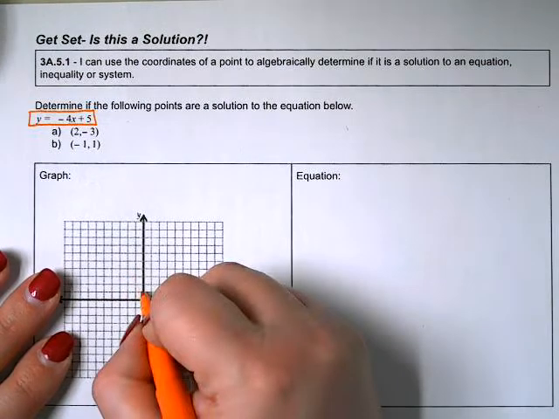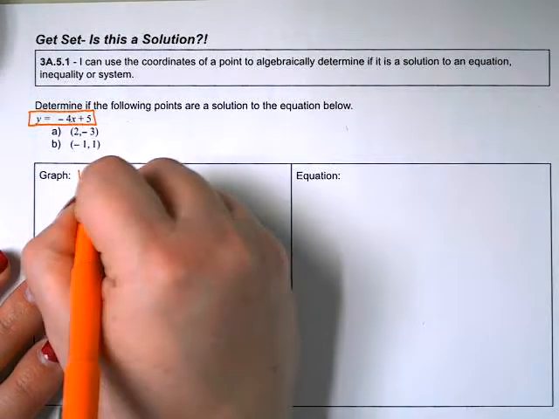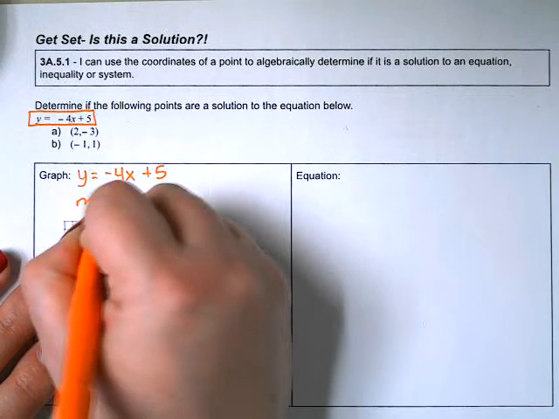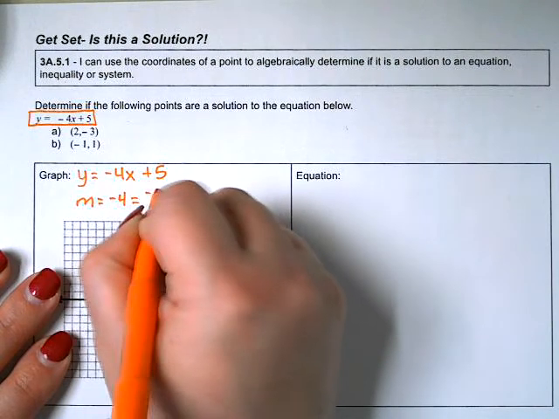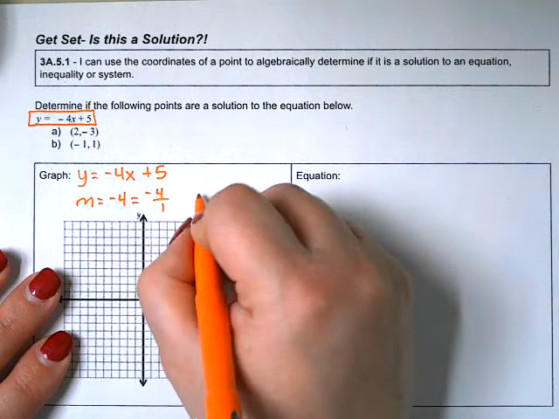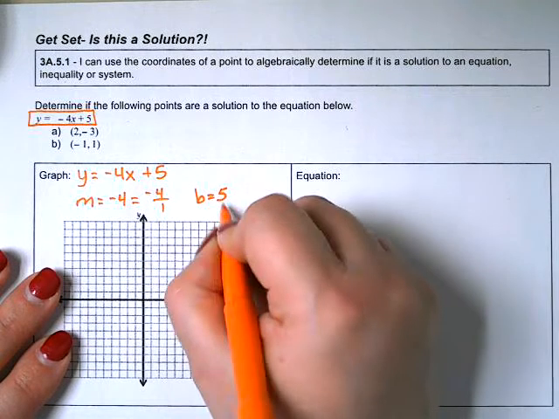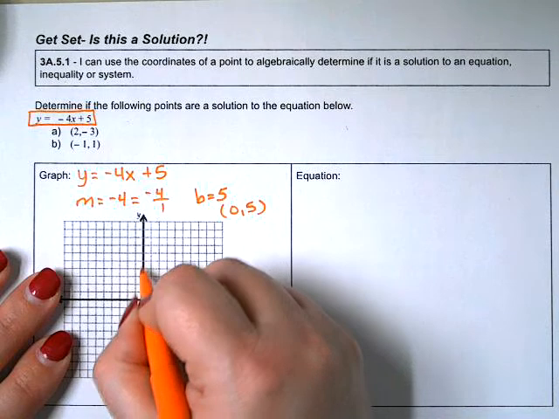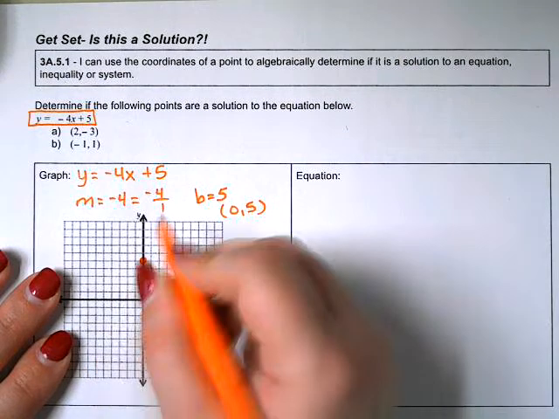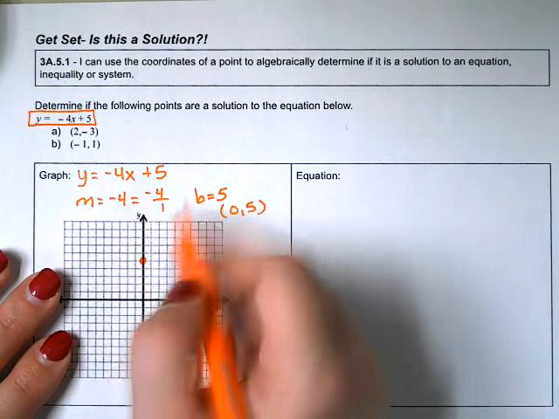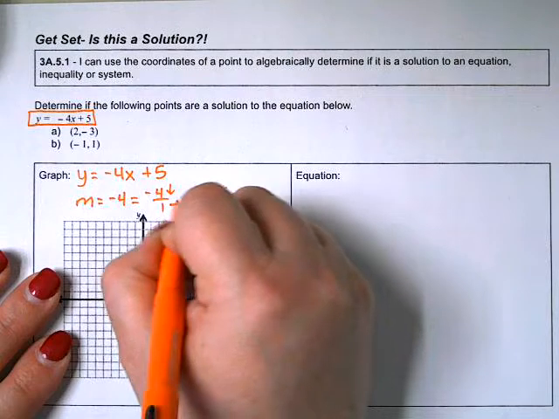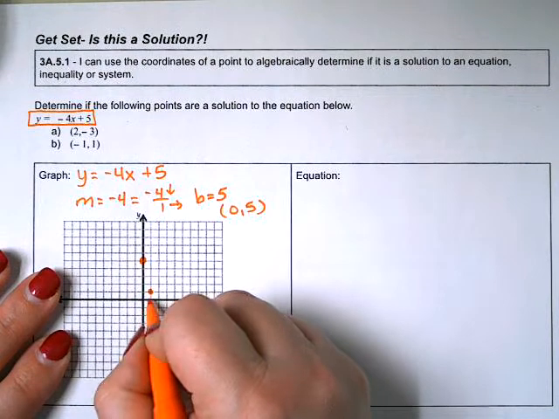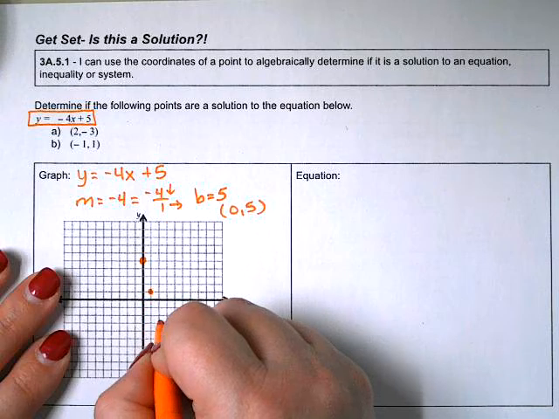So we're going to figure out here that this is in slope-intercept form, which means our slope is -4, which we're going to write as -4/1. And we can see that our b value is 5. So our starting point is the point 0, 5. So 1, 2, 3, 4, 5. And we're going to use our slope. Since it's -4/1, I'm going to go down 4 and right 1. 1, 2, 3, 4, and then over 1. 1, 2, 3, 4, over 1.